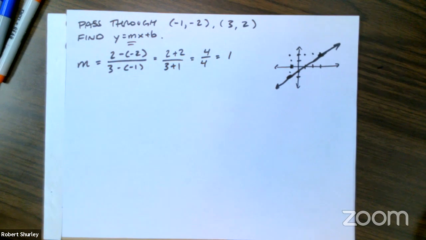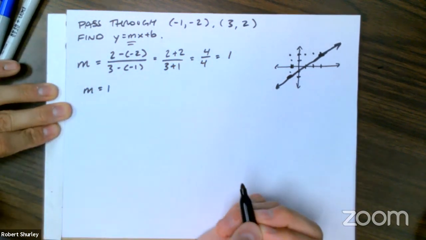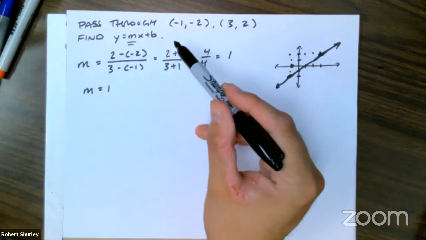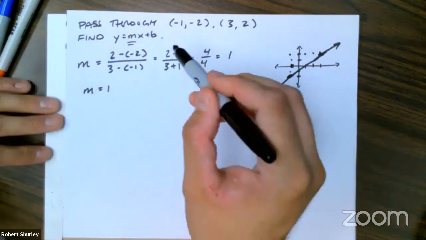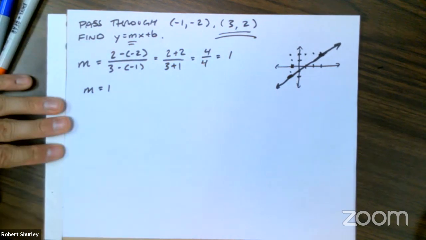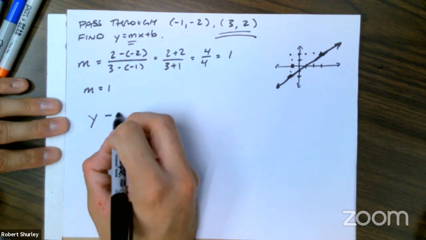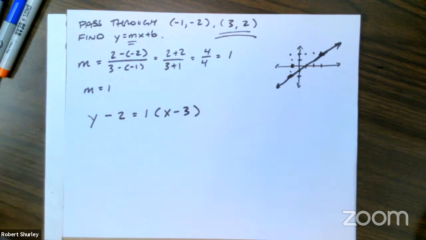Now we've got the slope, and to do point slope form, which we have to do next, you can choose either coordinate. Doesn't matter. In the end, we're going to find y equals mx plus b. I'm going to choose this second one because it has positive values. That's purely the only reason. So I'm going to now put this into point slope form. y minus 2 equals 1 times x minus 3.